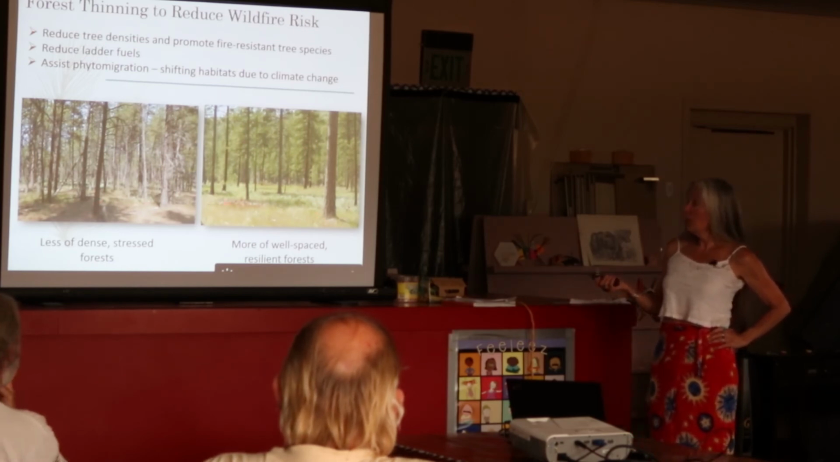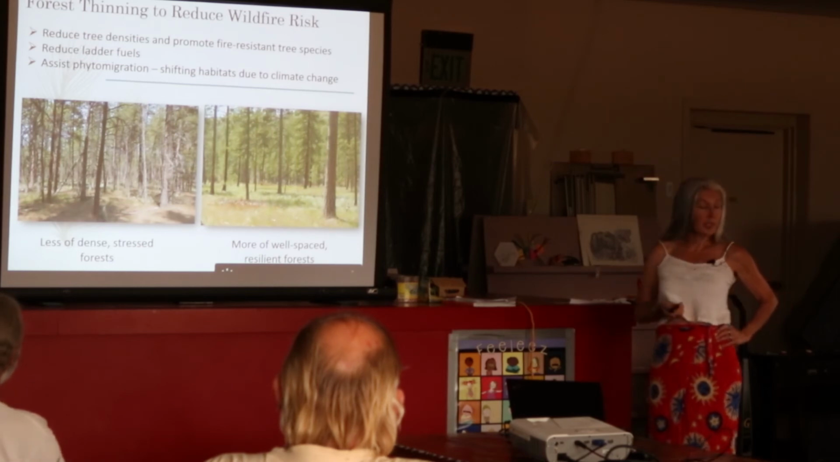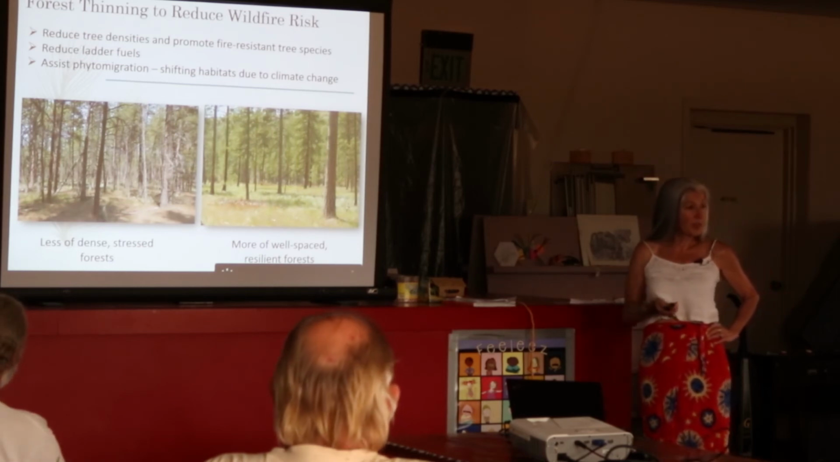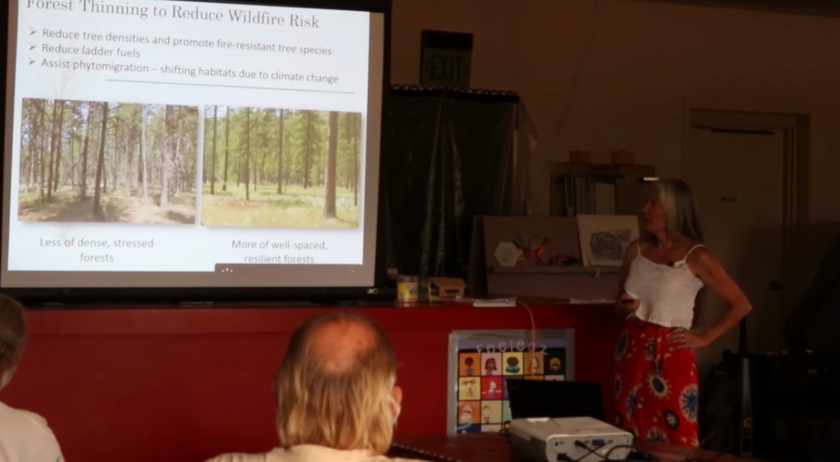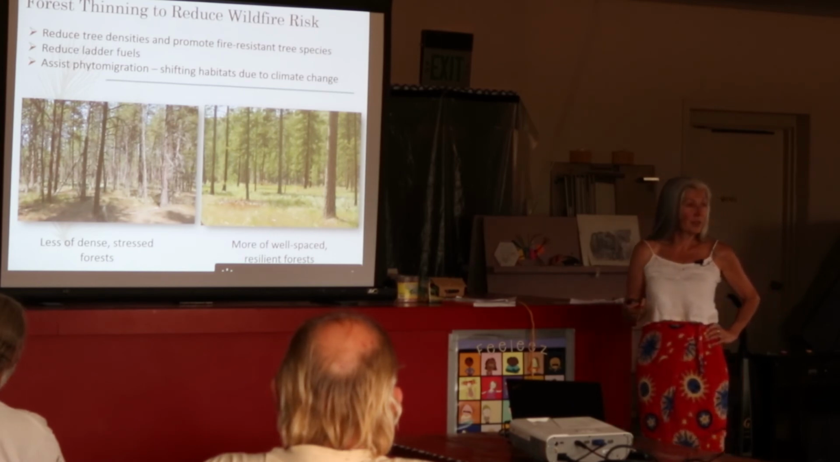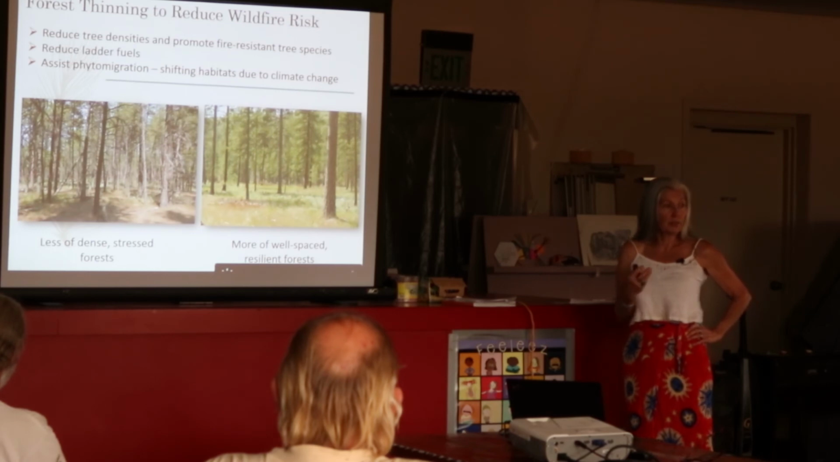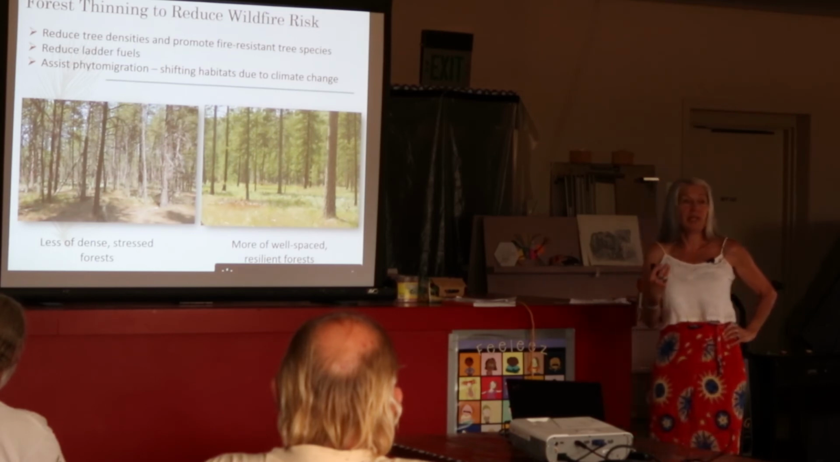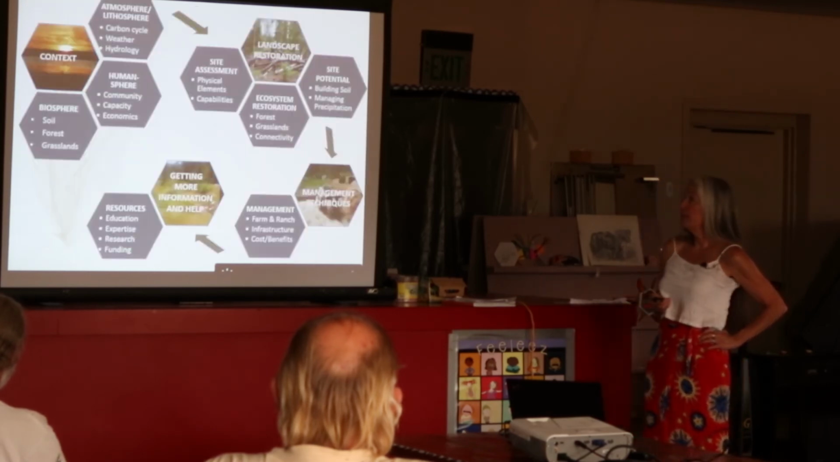Check out the ground cover though. Opening that up allows more moisture to hit the ground. It also allows more species to come in, so you get that biodiversity that you want. And this is also assisting in your phytomigration because you're taking a lot less stress off the individual trees. So even if the habitat isn't great, they can still survive.